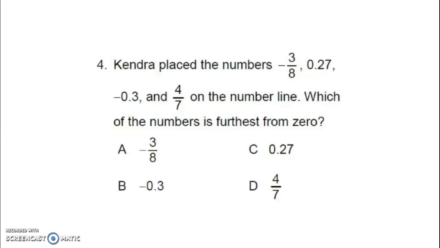Number 4. Kendra placed the numbers negative 3/8, 27 hundredths, negative 3/10, and 4/7 on the number line. Which of the numbers is furthest from 0? A. Negative 3/8. B. Negative 3/10. C. 27 hundredths. D. 4/7.